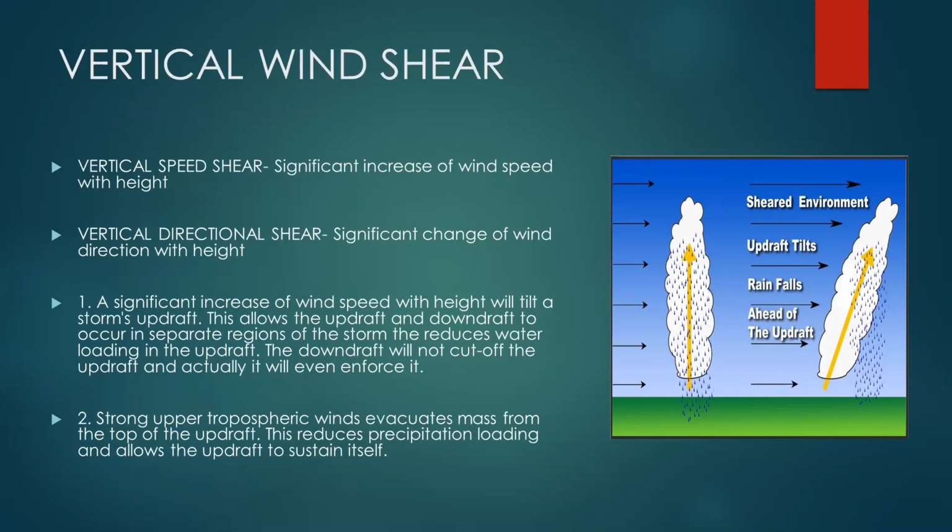So this wind shear can happen in two ways. One, it can be because of an increase in speed, but it can also happen because of a change in direction of the wind. So both those, either independently or together, are what are needed for a severe thunderstorm.